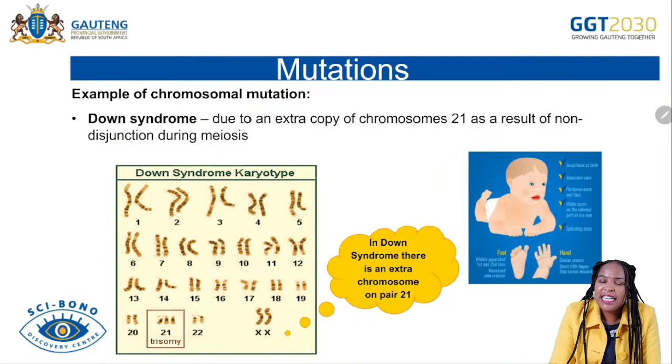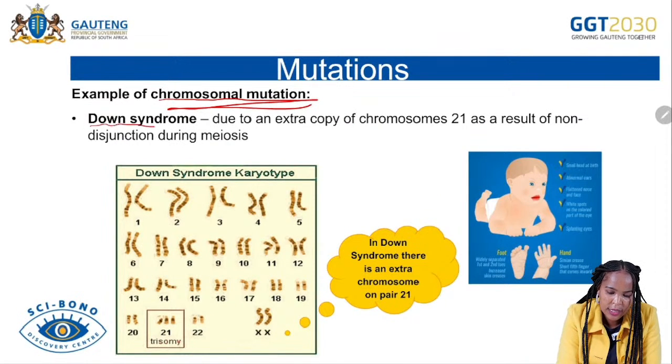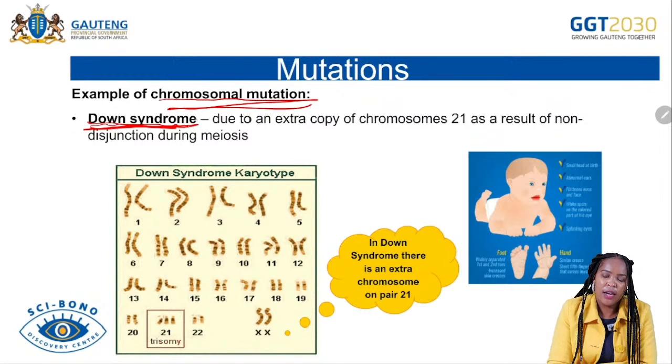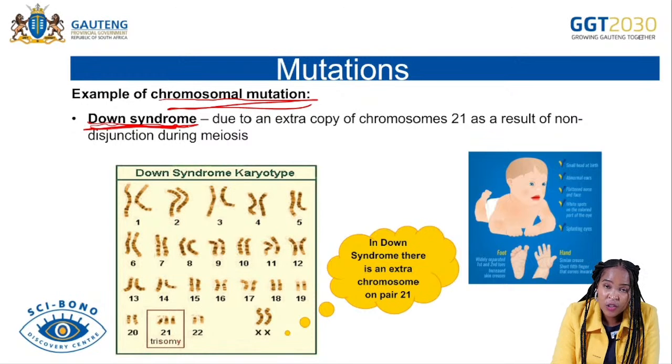Then, as an example of chromosomal mutation, we're going to look at Down syndrome. You did Down syndrome when you were doing meiosis. You know how Down syndrome comes about when you were doing non-disjunction at chromosome number 21, trisomy 21 leading to Down syndrome. So what happens with Down syndrome? Down syndrome occurs due to an extra copy of chromosome number 21 as a result of non-disjunction. So this part we have covered.